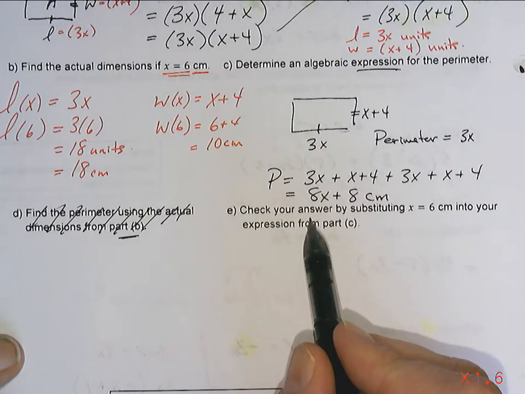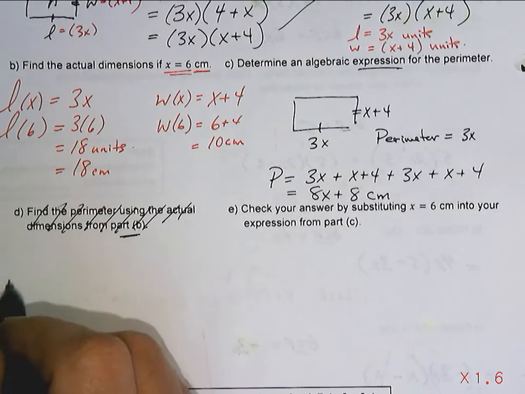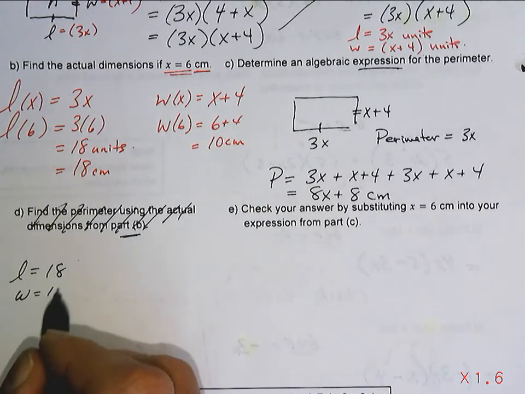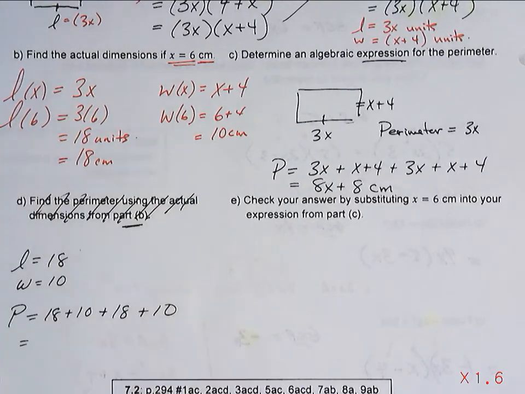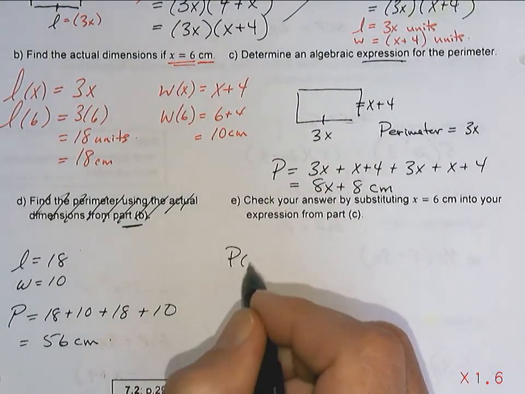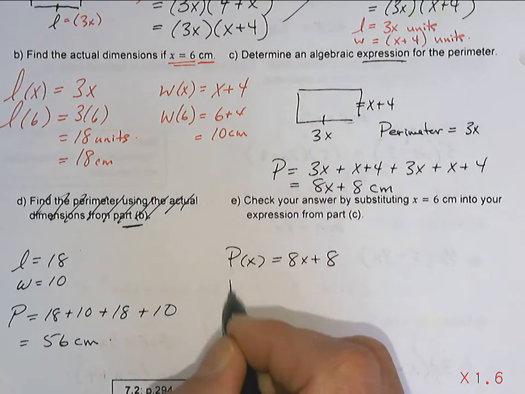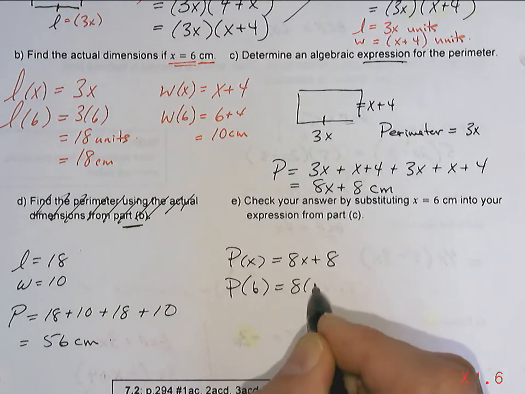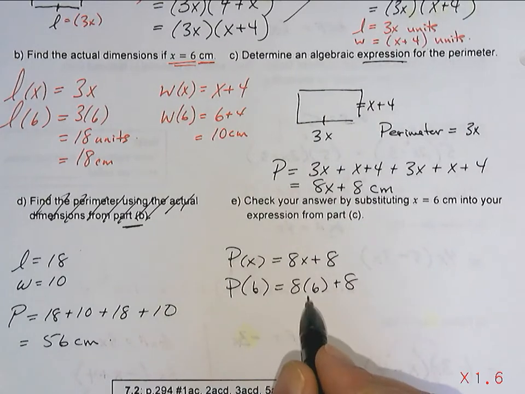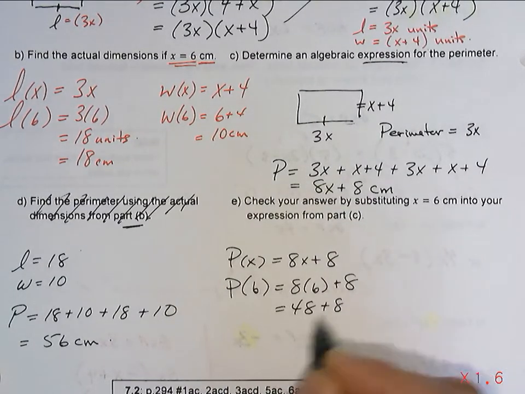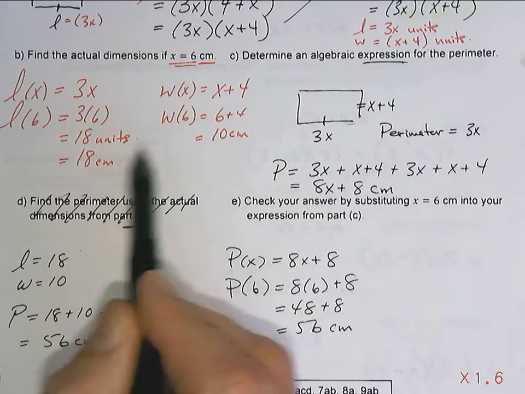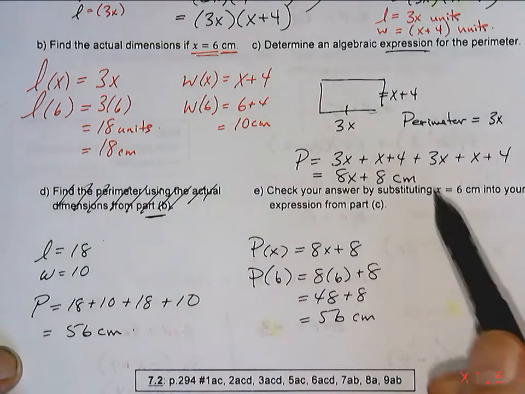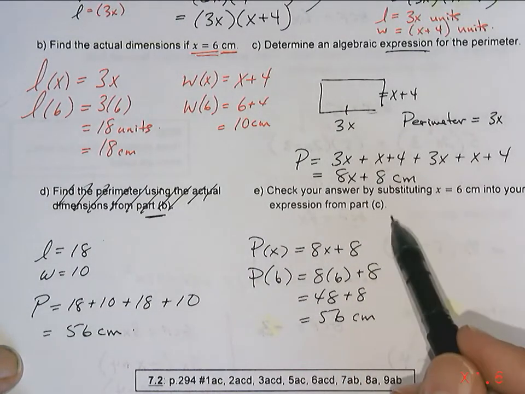Check your answer. Oh, hold on. No, I know what they want now. If we know that the length is 18, and if we know that the width is 10, then its perimeter should be 18 plus 10 plus 18 plus 10, which will be 28 plus 28 is 56 centimeters. They want us to check that if the dimension is 6, it works out to be 56. So 6 times 8 is 48, plus 8. And of course it works out to be the same. So it doesn't matter whether I use this formula or whether I use the dimensions that we worked out. And check your answer by substituting x equals 6 into part C. That's what we did right here.